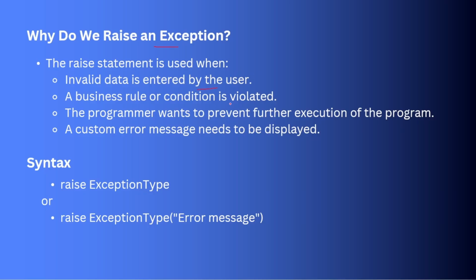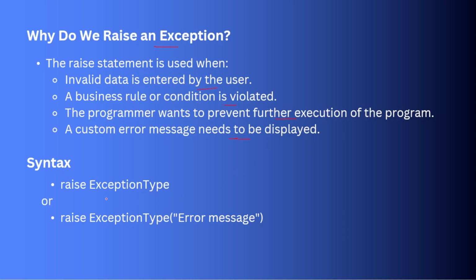A business rule or condition is violated. The programmer wants to prevent further execution of the program. Let's say if the negative value is entered, it would further process using that negative value, and we don't want that to happen because we don't want a computation which wouldn't lead to any desired result. So we want to raise an error then and there. A custom error message needs to be displayed.